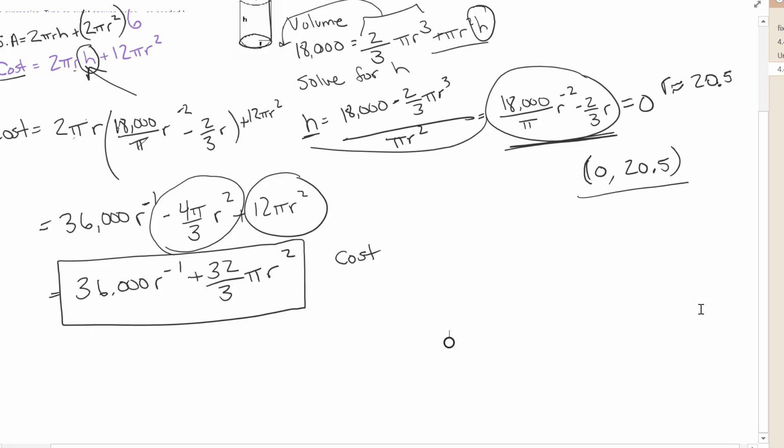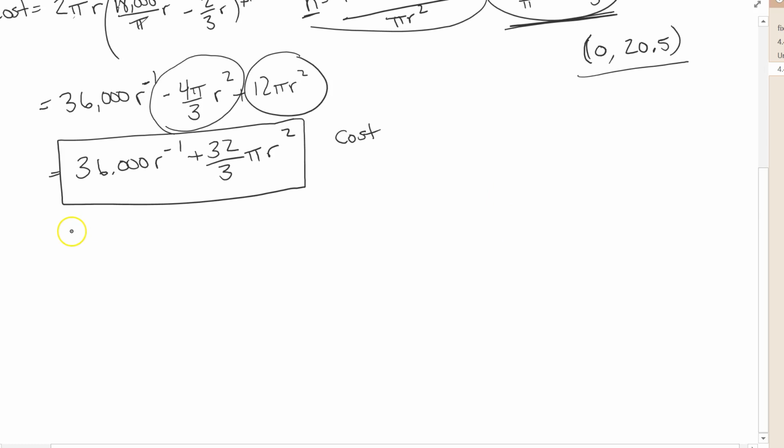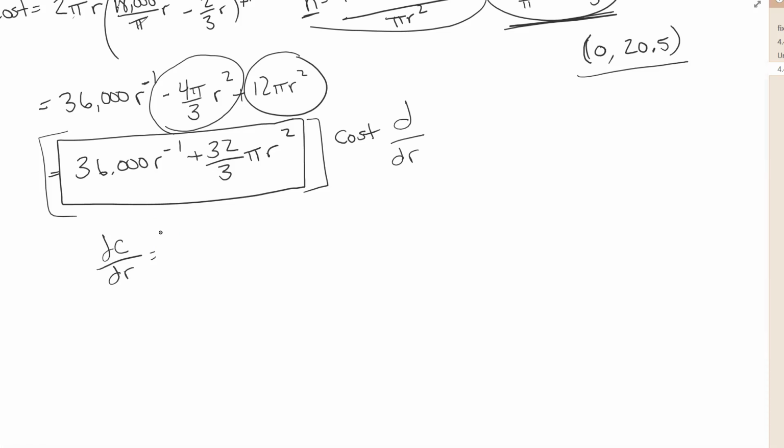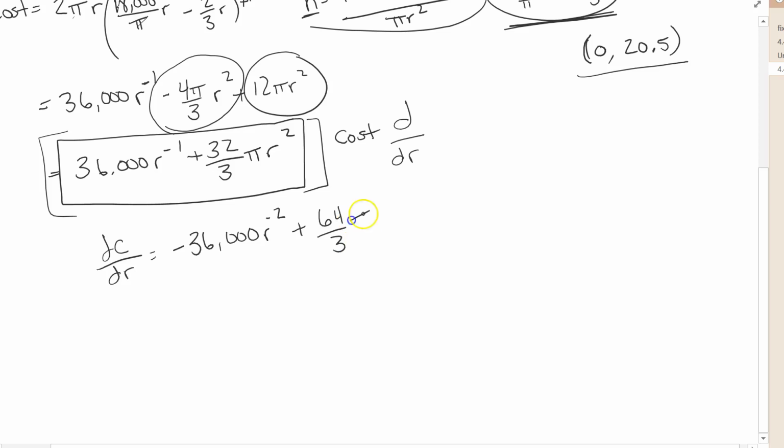Now we have the cost function and the interval of existence. We apply the calculus to find the minimum cost. I'm going to take the derivative of this function with respect to r. The derivative of the cost with respect to r is going to be minus 36,000 r to the minus 2 plus (64 over 3) pi r. Pretty simple power rules there.